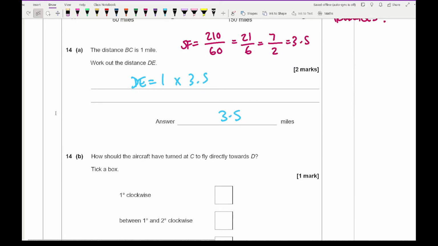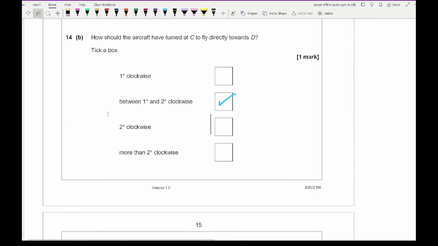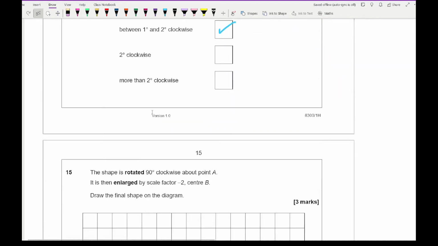Then for 14b it says, how should the aircraft have turned at C to fly directly towards D? And we just need to tick which is the correct option, and the correct option there is going to be between 1 and 2 degrees. Because obviously it's got a longer distance to fly, so then it's just going to deviate between there.